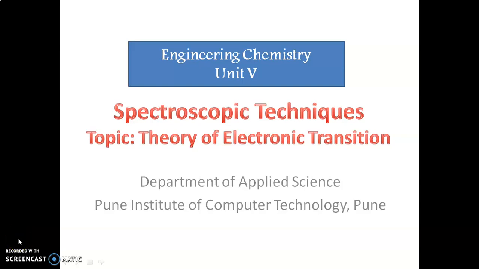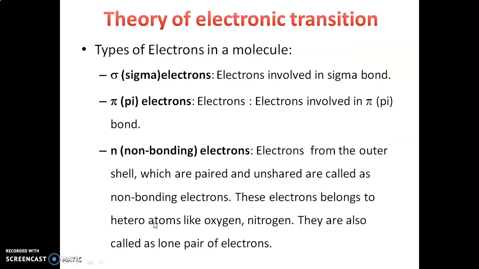Hello everyone. Here we are going to discuss the topic theory of electronic transition, which belongs to unit 5, spectroscopic technique. We know that the molecule exists in discrete energy levels. What are these discrete energy levels? The translational energy level, rotational energy level, vibrational energy level, and electronic transition energy level.